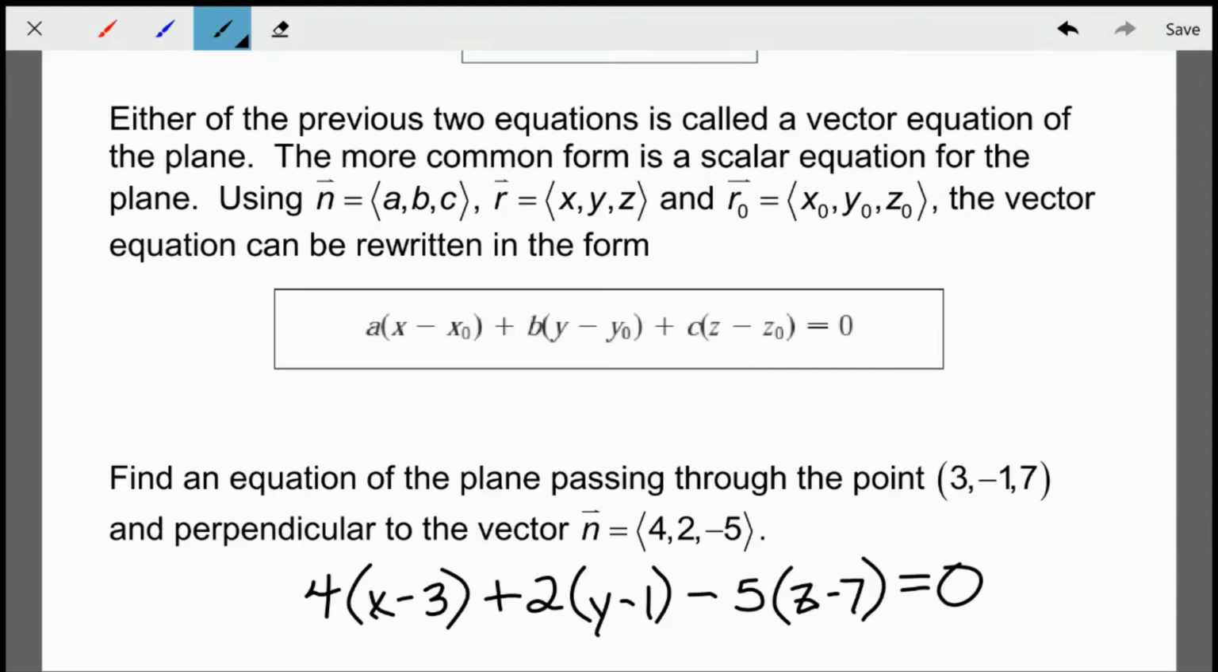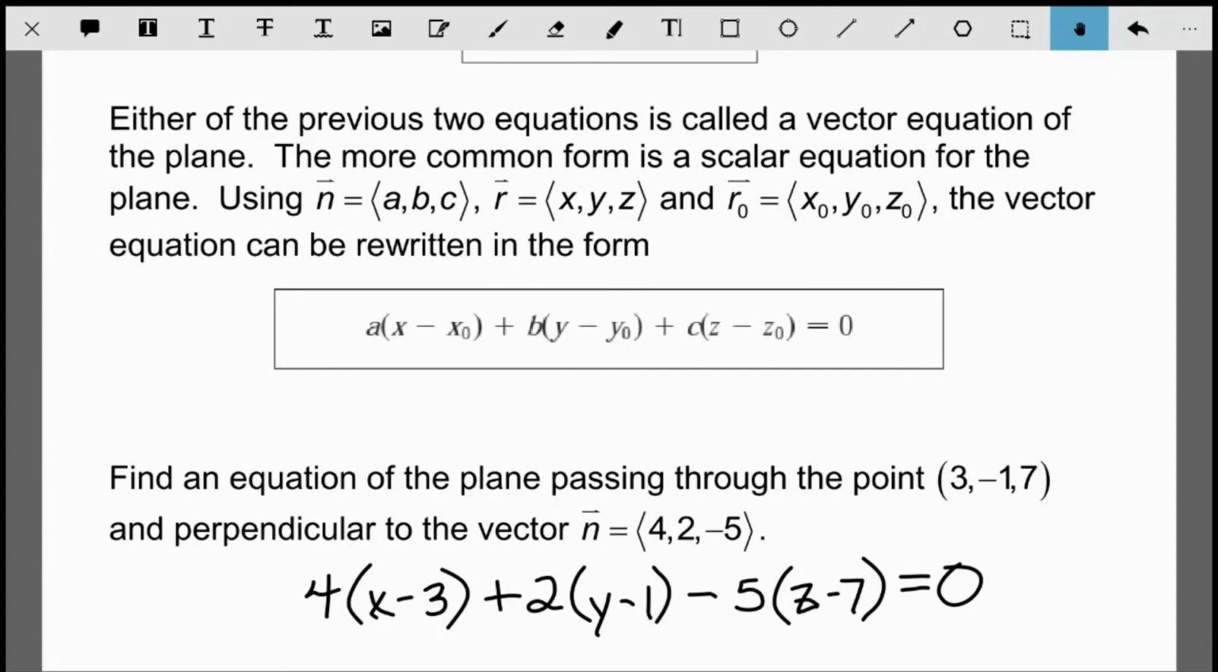Now, sometimes with equations of planes, you might see the 4 and the 2 and the -5 distributed through, and then you've got your x, y, z parts on the left side, and then a constant value on the right side. All that is a simplified form of what we have here. The nice thing about this form, it's sort of like when you do the point slope form with equations of lines. If I have it in this form, I can see where that initial point is.